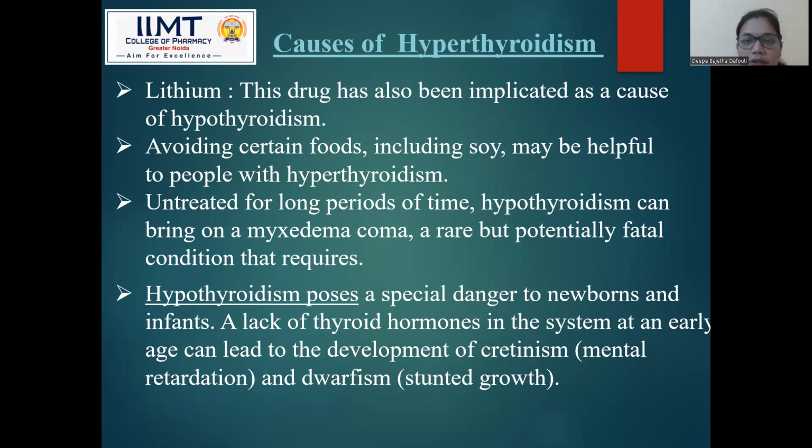Untreated for long periods of time, hyperthyroidism can bring on myxedema coma, a rare but potentially fatal condition that requires immediate treatment. Hypothyroidism poses a special danger to newborns and infants. A lack of thyroid hormones in the system at an early age can lead to the development of cretinism, that is mental retardation, and dwarfism, that is stunted growth.